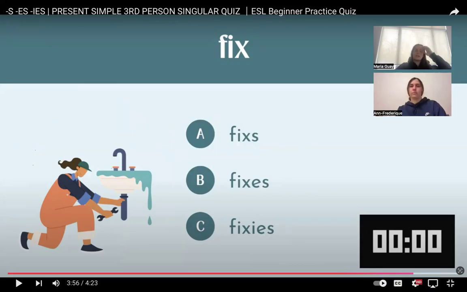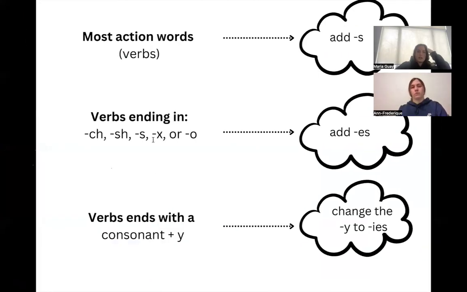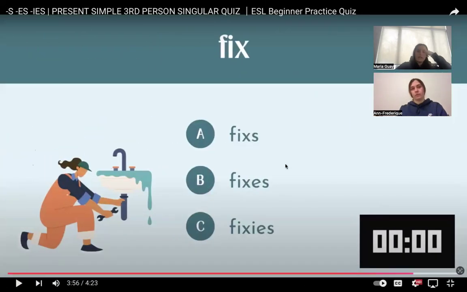Kind of confusing, this one. We'll go back to our cheat sheet. Okay. So does it finish with a Y? No. With an X. Yes. So we add ES. Very good. You said B. That's B. Okay.